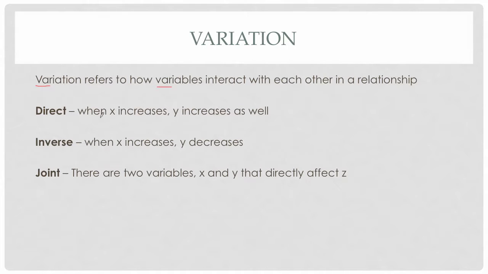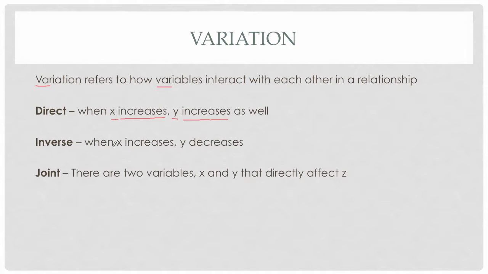Direct variation is a direct relationship between two variables. We got x and y, two variables. And it's direct because when one variable increases, the other increases. They directly impact. When x decreases, y decreases. So it's direct variation.